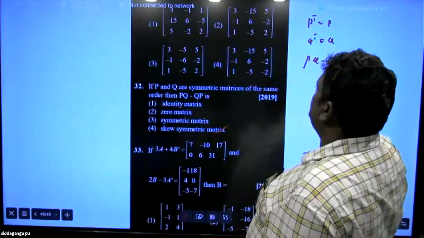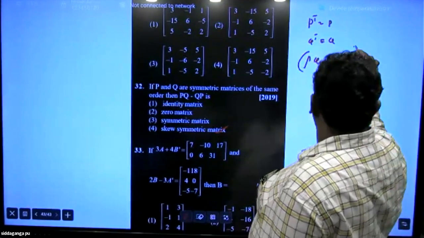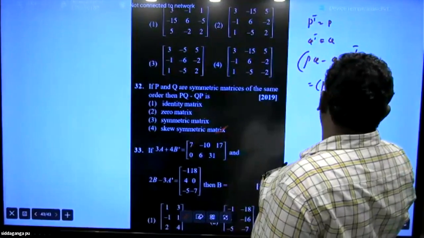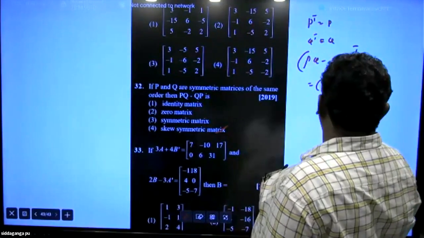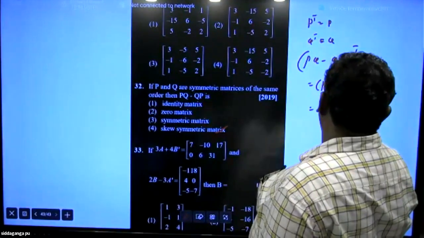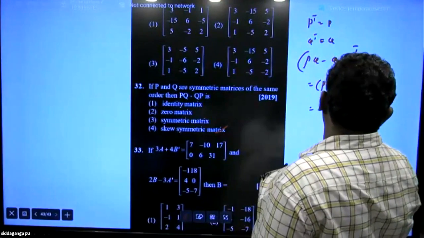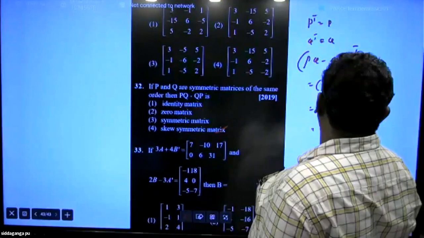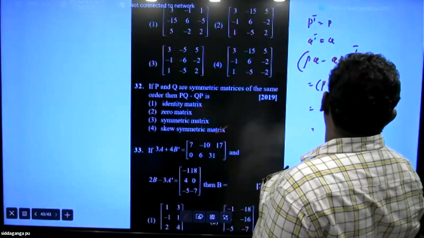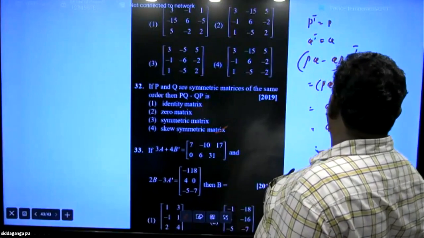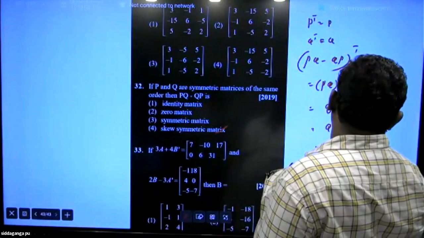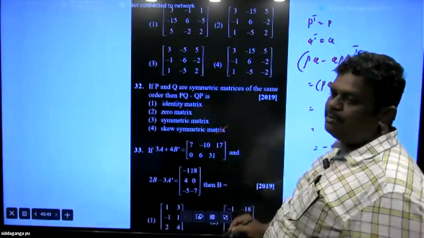PQ minus QP whole transpose. Now we can apply this: PQ whole transpose minus QP whole transpose. That is equal to Q transpose into P transpose minus P transpose into Q transpose. Q transpose is equal to Q, P transpose is equal to P. So this value is equal to QP minus PQ. Now we can take minus common, minus of PQ minus QP. So this value is a skew symmetric matrix.